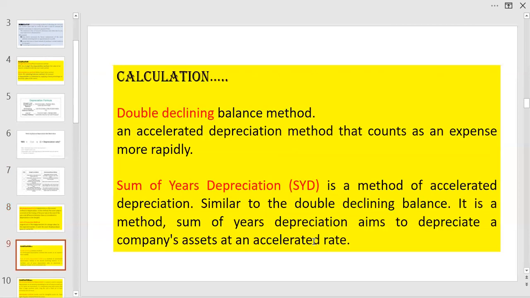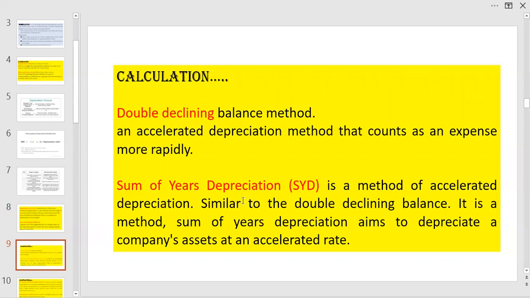Another method is double declining method. It is made in order to accelerate the charge and write off the assets quickly or in a shorter period. If the real lifetime is 10 years, it will be assumed as 5 years and written off with a higher depreciation per year.